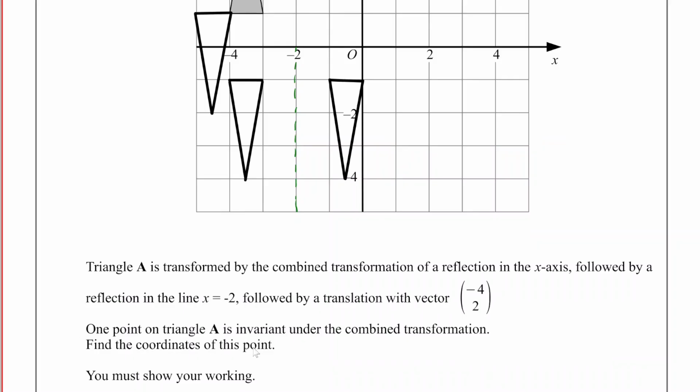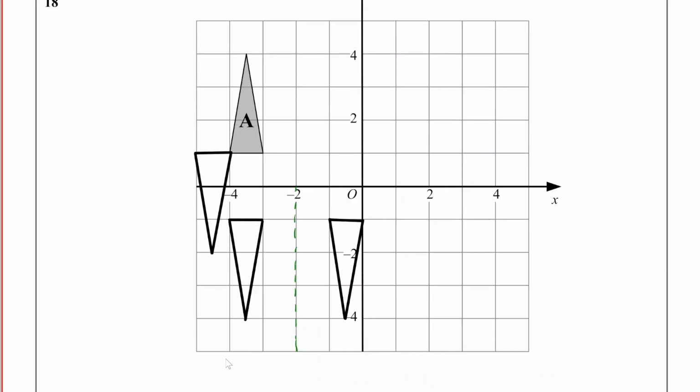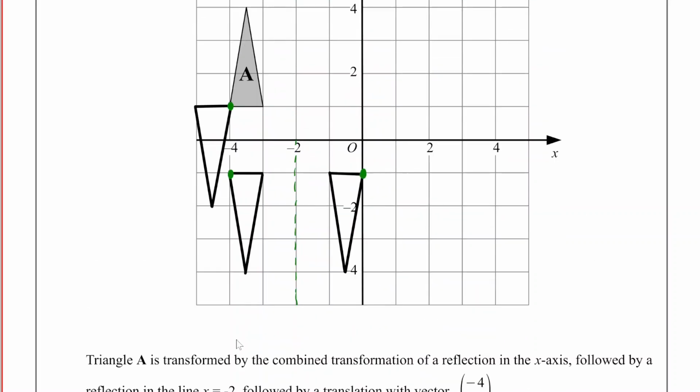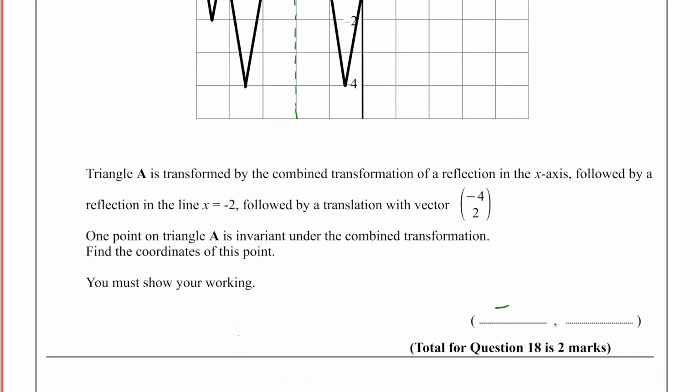One point on triangle A is invariant, so it doesn't move under the combined transformation. Find the coordinates of this point. So it's going to have to be this point at negative 4, 1. Let's just check it is in the same place. So it reflected to here, then to here, and then move 1, 2, 3, 4, 1, 2, and it's back to where it started. So it's negative 4, 1.